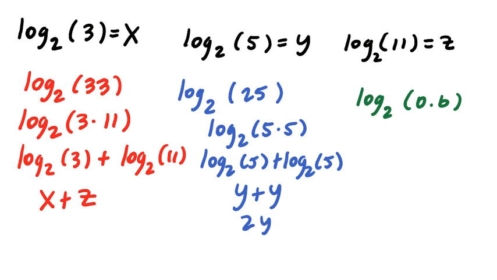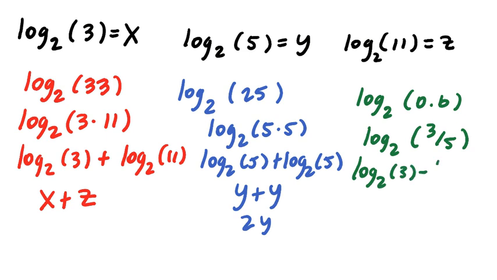And then the log base 2 of 0.6, it's like, how did I make 0.6 out of 3, 5, and 11? Okay, well, 0.6 is 3 divided by 5. So this is log base 2 of 3/5. You can split this log over subtraction. And knowing what the log of 3 and the log of 5 are, that's going to be x minus y.